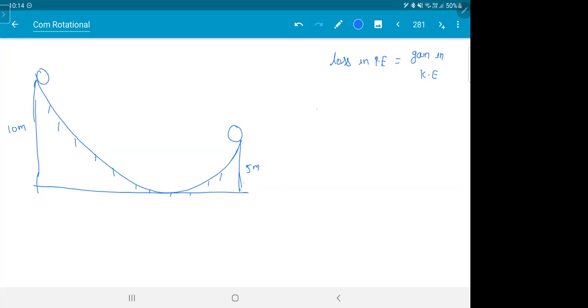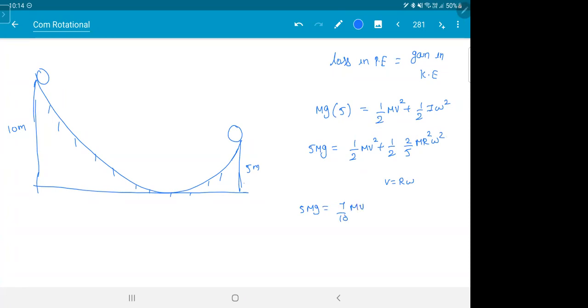So what is loss in potential energy? mg into 10 minus 5 meters. What is gain in kinetic energy? Half mv square plus half I omega square. So this would be 5 mg equals half mv square plus half, I being 2 by 5 mr square, into omega square, and we know v is r omega. So we end up with 5 mg equals 7 by 10 mv square. So I know v square is 50 g by 7.